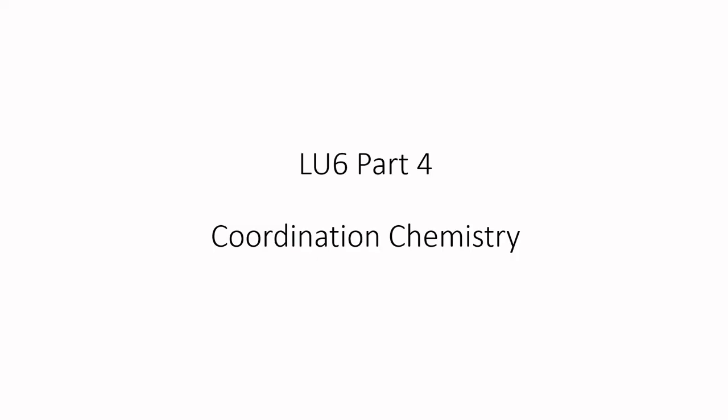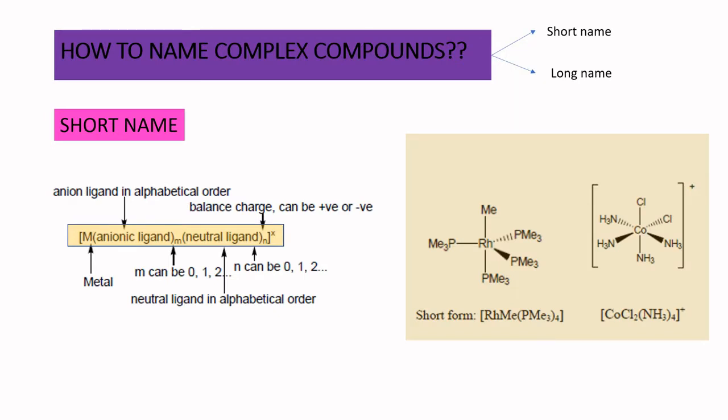Hi, let's continue on part 4 of our learning unit 6 on coordination chemistry. I've talked about complex compounds, how you can calculate the oxidation state and how you can determine the coordination number of a complex. And in this part 4, we are going to learn how to name the complex compounds.